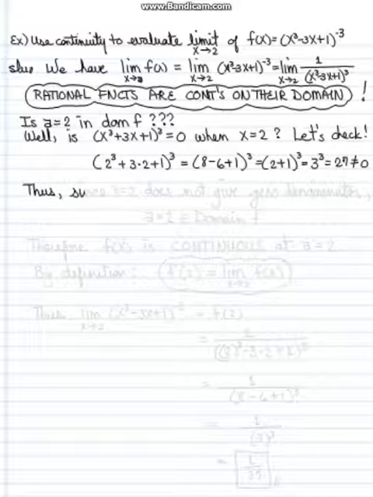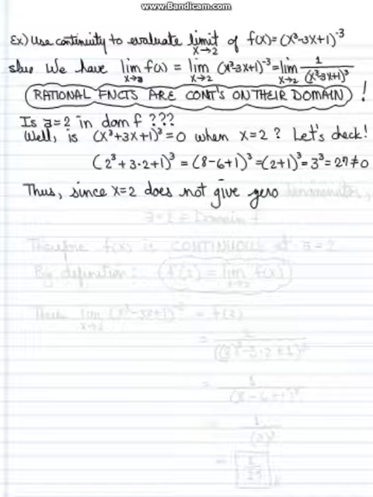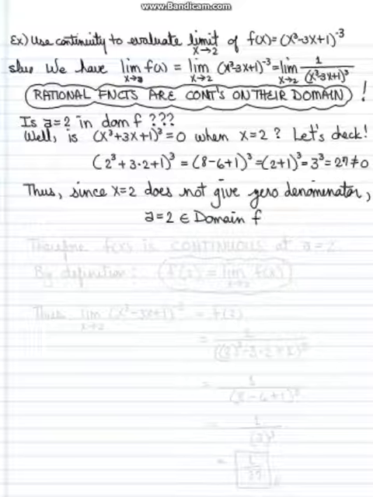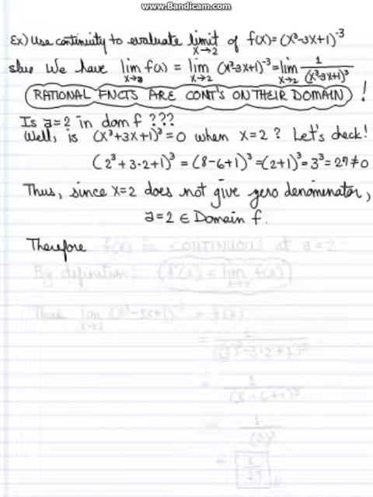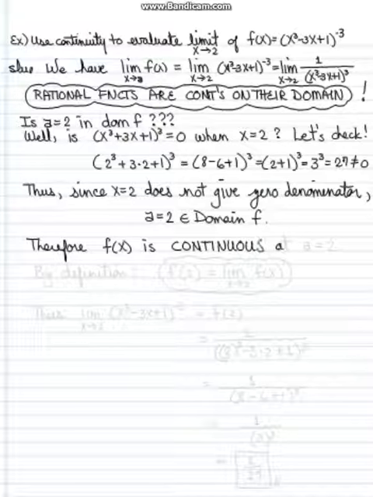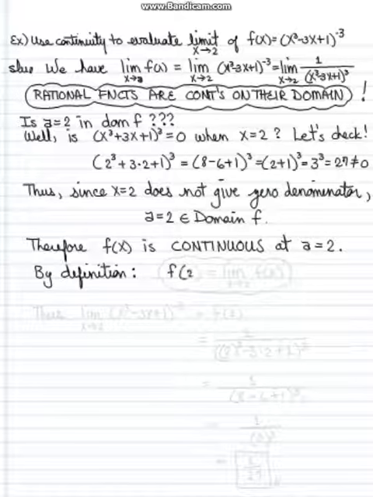Thus, since x equals 2 does not give us a 0 denominator, we can be sure that this value a equals 2 is an element in the domain of our function f. Therefore, since we have a rational function and a is in the domain, f of x is continuous at a equals 2. Thus, by the definition of continuity, if we evaluate the function at 2, it's the same as taking the limit as x approaches 2. That's the definition of continuity.